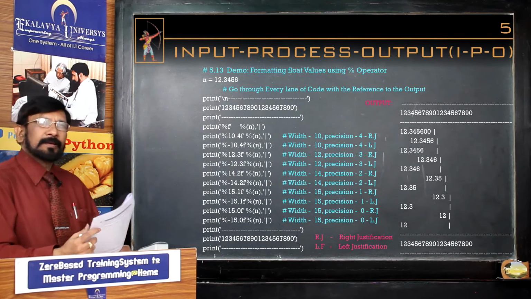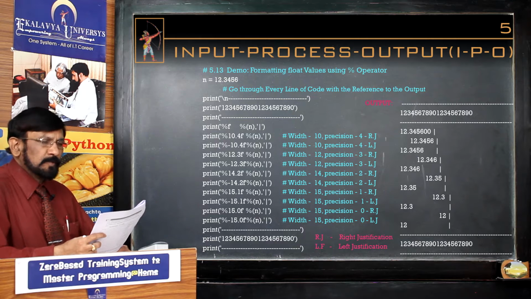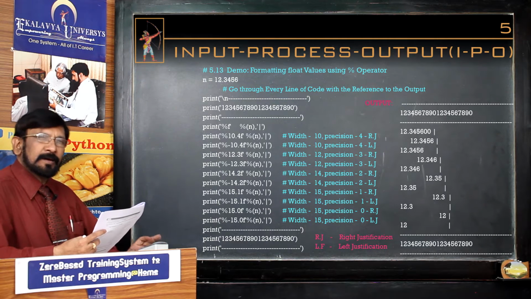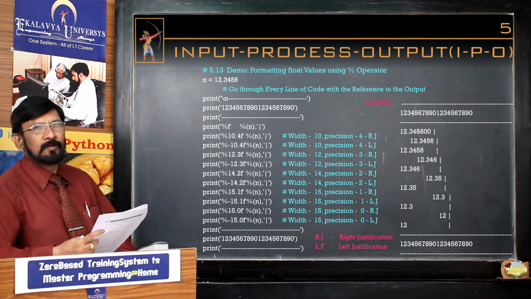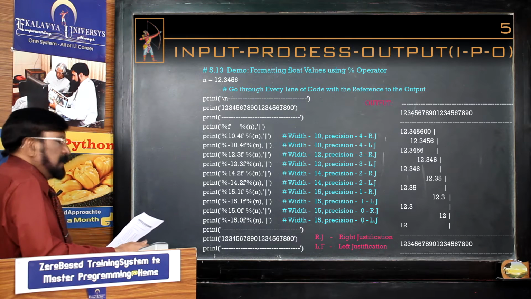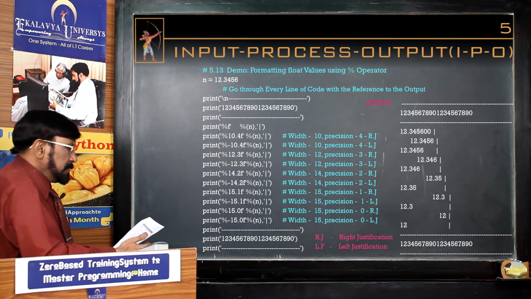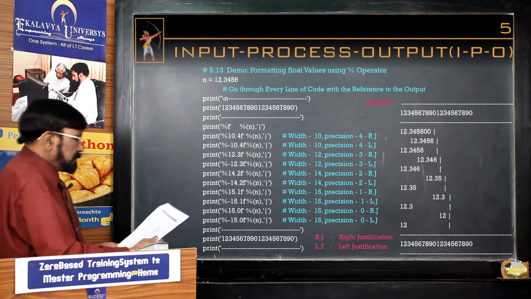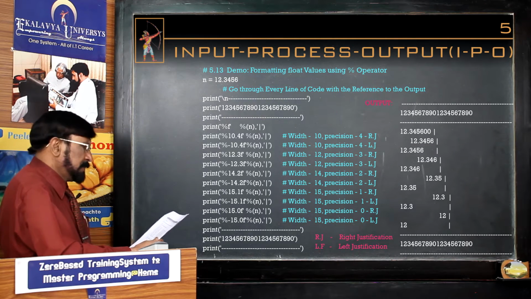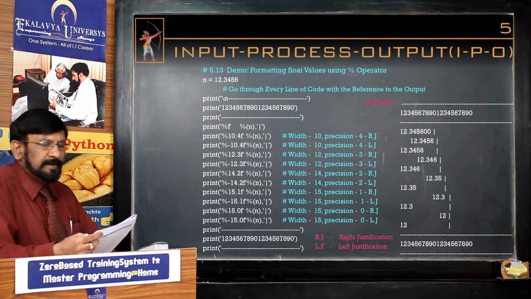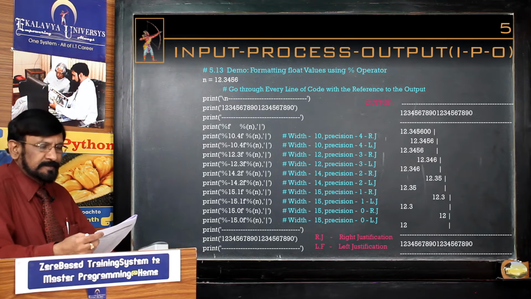Hello friends. Now let us see a demo program 5.13. On the points so far I have explained on the output formation of a floating point value. Now you see the program, n is equal to 1.3456 I have given. So here first I am printing the number without giving any width or precision, then the number is printed as it is.